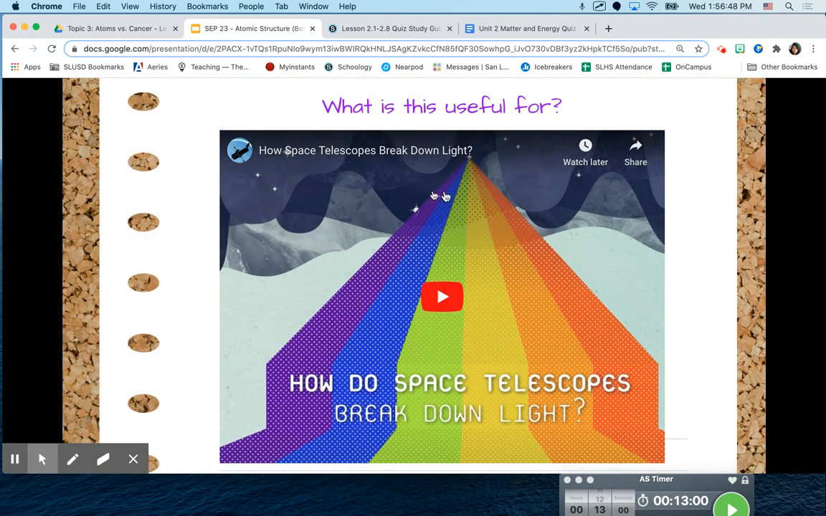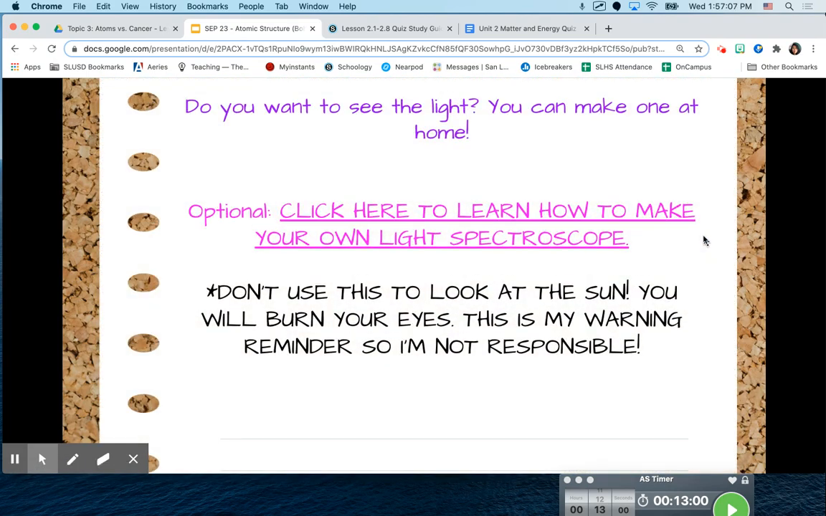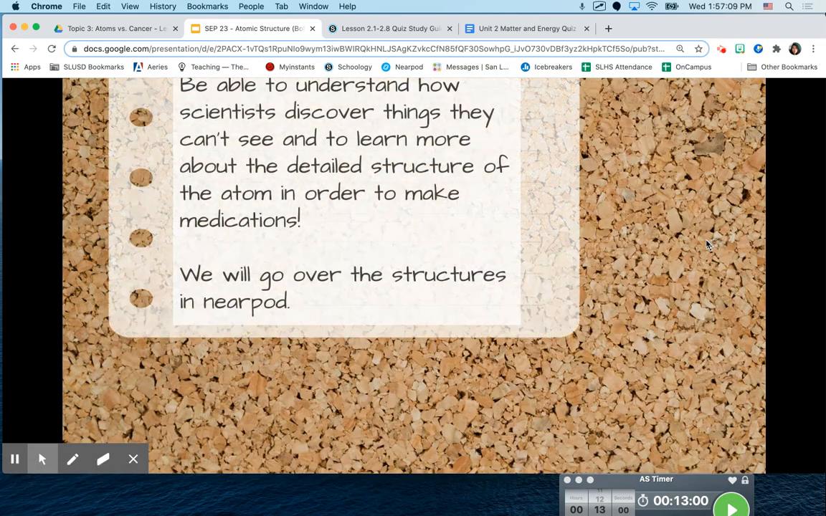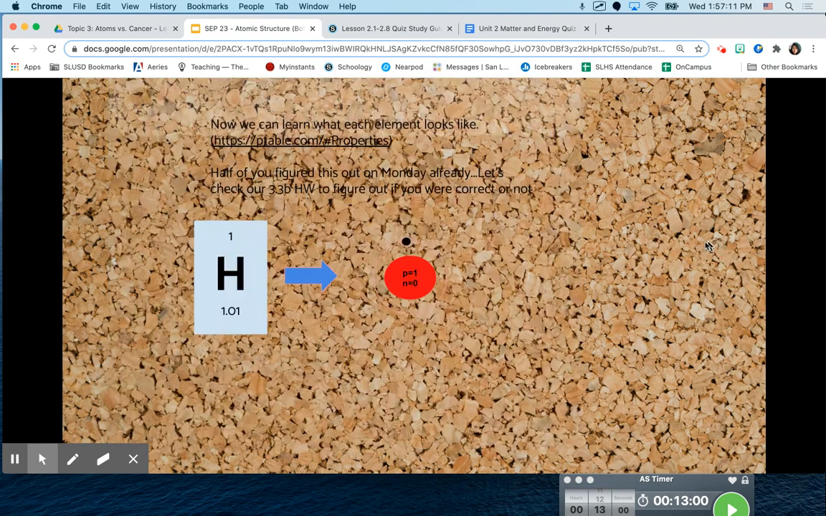After that, we watched a video explaining that if we know what colors different elements give off, we can figure out what elements are on different planets in order to identify what planets are habitable and so on. So all of that was just general background of how we currently discovered what the atom looks like.